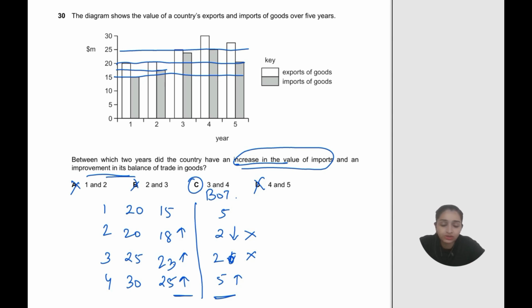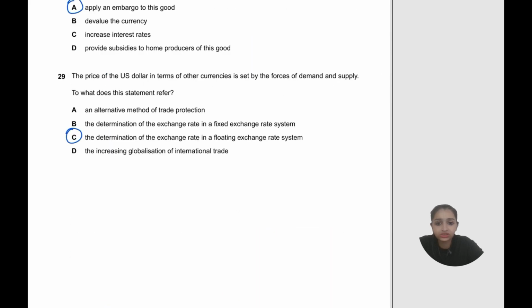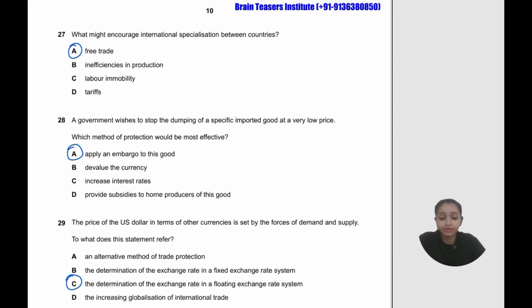Here we end this paper, and we were able to solve this paper with most accuracy, and I hope this has helped you. I'll be coming up with many more past paper series and the tricks and the tips to solve IGCSE papers, so stay tuned.